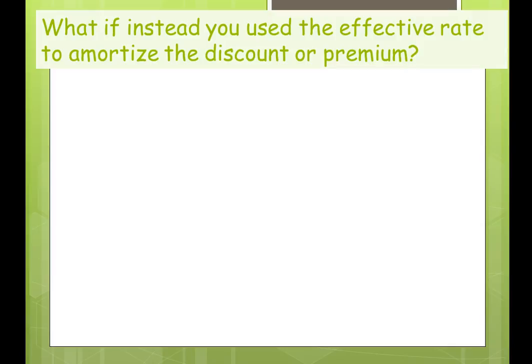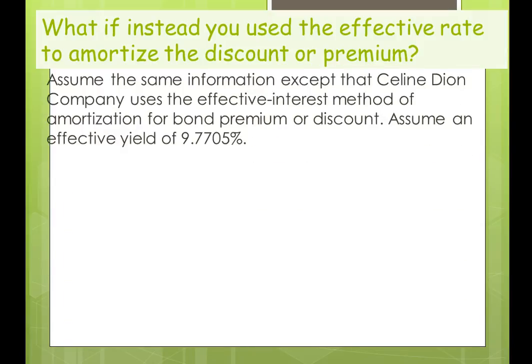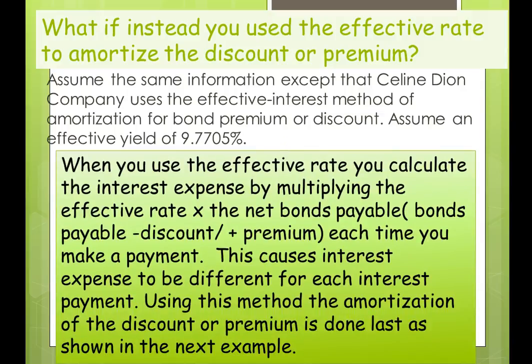Now let's take the same problem, but instead, what does it look like when we make the interest payments and we use the effective rate? And we're going to assume in this case, you need to write that down, our effective rate is going to be 9.7705. Now, when you use the effective rate, you calculate the interest expense by multiplying the effective rate times the net bonds payable, which is the bonds payable minus a discount or plus a premium each time you make a payment. This causes interest expense to be different for each interest payment. Using this method, the amortization of the discount or premium is done last, as shown in our next example.